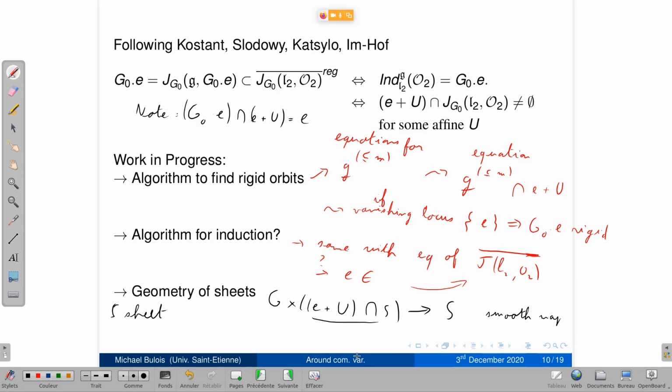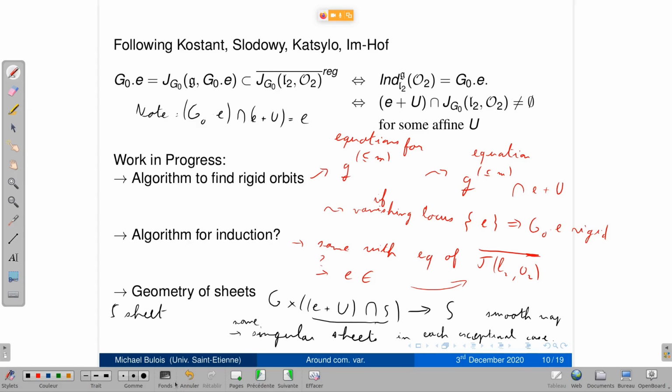So E plus U intersected with S has, up to smooth equivalence, basically the same types of singularity as the sheet itself. And I've used it to look for singular sheets in the exceptional cases, and it turns out that there are singular sheets in each exceptional case.